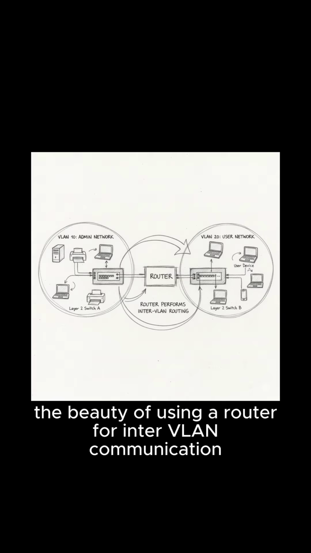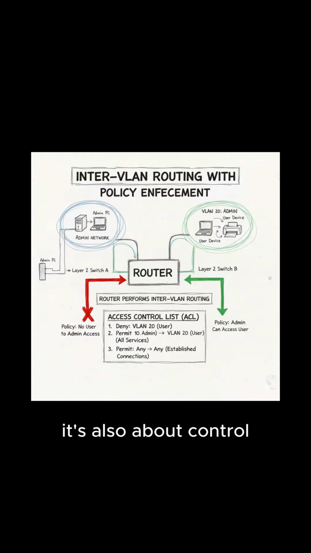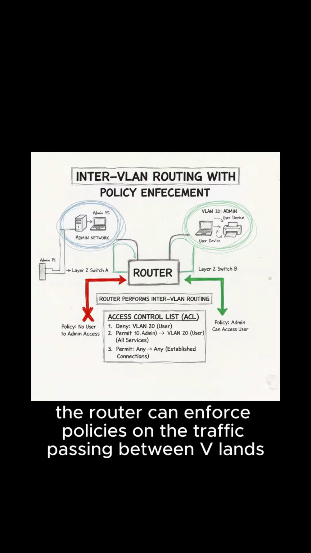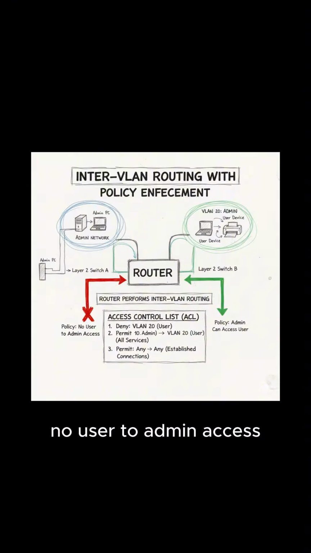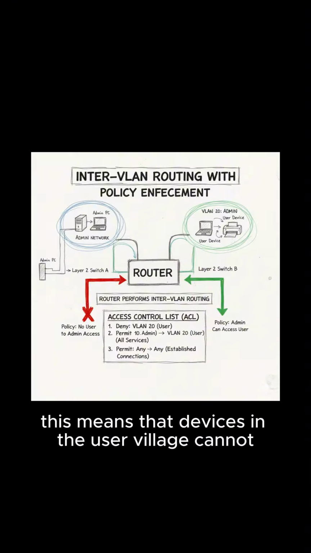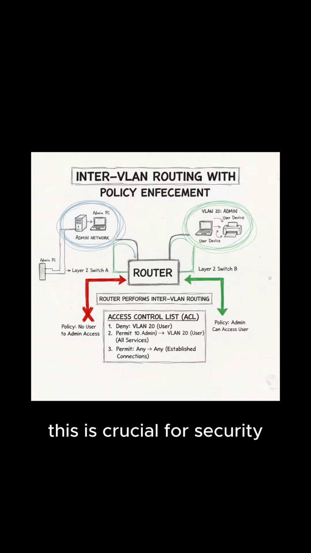The beauty of using a router for inter-VLAN communication is not just about connectivity, it's also about control. The router can enforce policies on the traffic passing between VLANs. For example, we can define a policy, no user to admin access. This means that devices in the user VLAN cannot initiate a connection to devices in the admin VLAN. This is crucial for security.